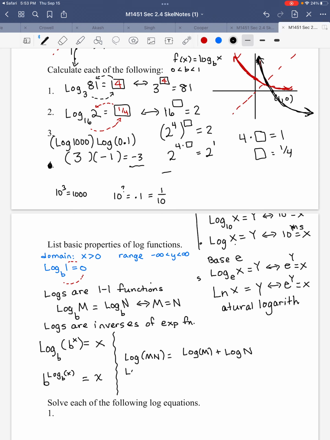The next log property, I'm going to put m divided by n here. When you divide exponential functions of the like base, you subtract exponents. So that's what it's going to look like over here. I'm going to take the exponent that is the top minus the exponent that is the bottom. And then the one that mimics raising a power to a power looks like this. The log of m to a power can be written as that power times the log of m.